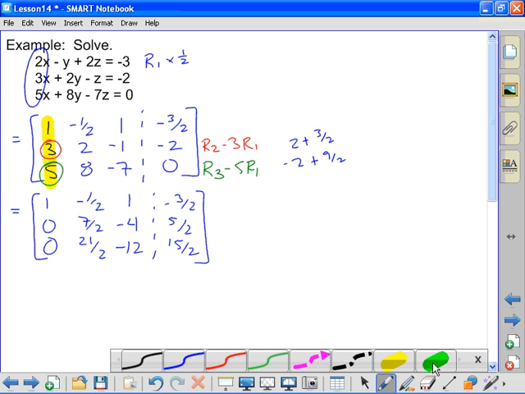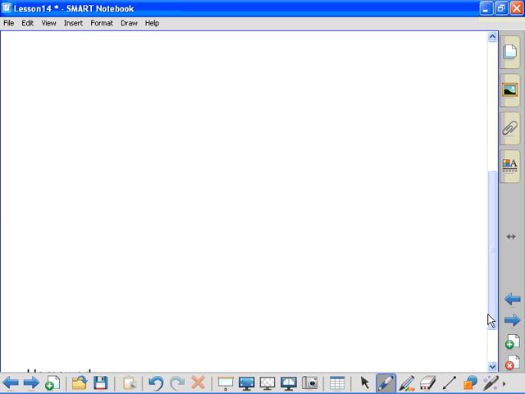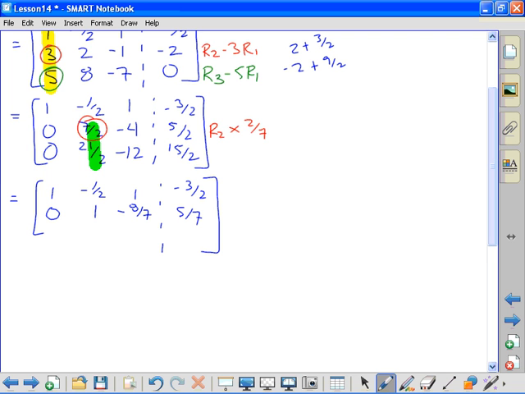Our next goal is to get 1, 0 in that column. Whoops, I've lost all my work. There it is. All right, so again, that first row stays the same or untouched. That's interesting. So 1, negative 3 halves. So now I'm going to take that 7 halves, and fractions are never a problem at this point because you just multiply by the reciprocal. So I'll have a 0, a 1. I'm going to have negative 8 sevenths and 5 sevenths because the 2's would cancel out.